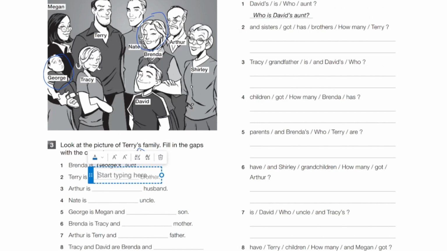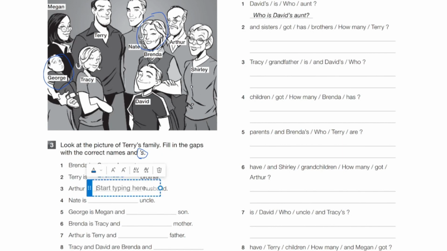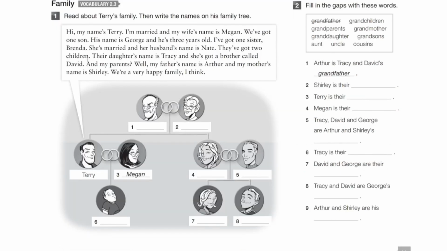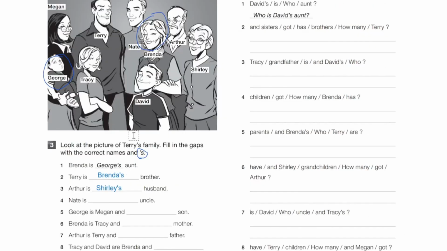So we're going to have Brenda and apostrophe S. Terry is Brenda's brother. Number 3, Arthur is husband. Obviously Arthur and Shirley, they are husband and wife. So Arthur is Shirley's husband. Here you go. And again, we're doing this from the information that we've just done earlier on page 11. So Arthur and husband is gone. Arthur and Shirley is done. Terry and Brenda is also done.